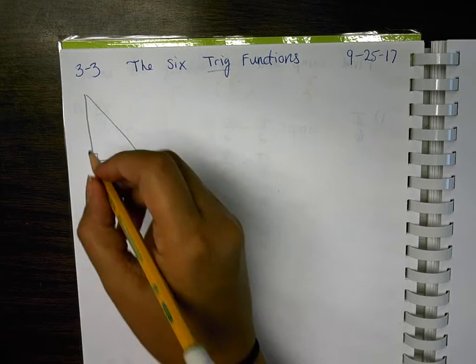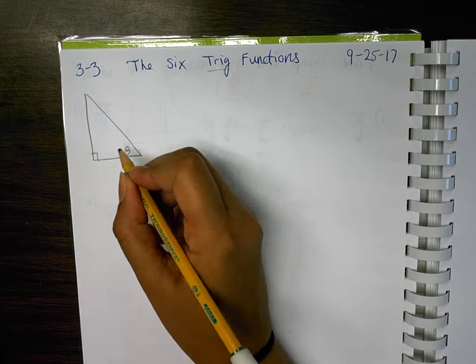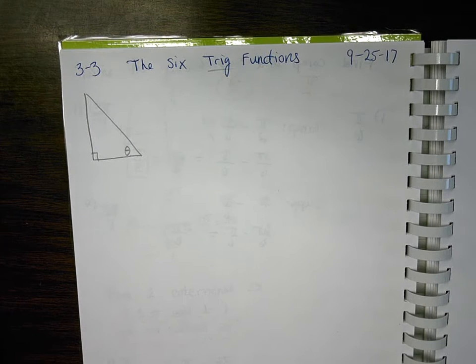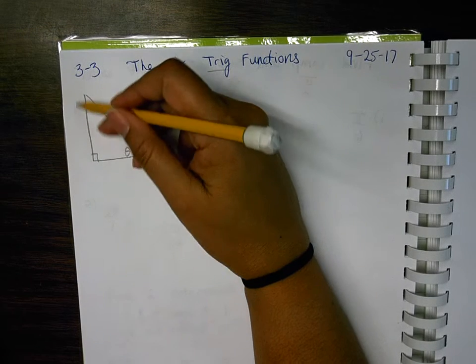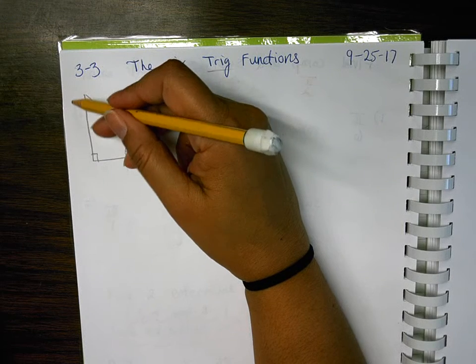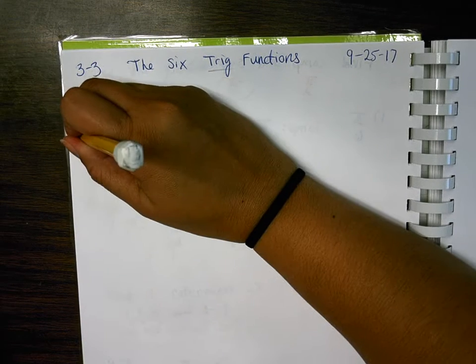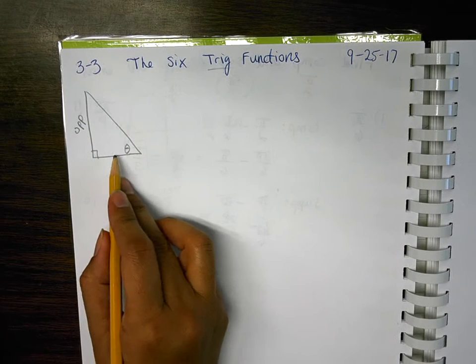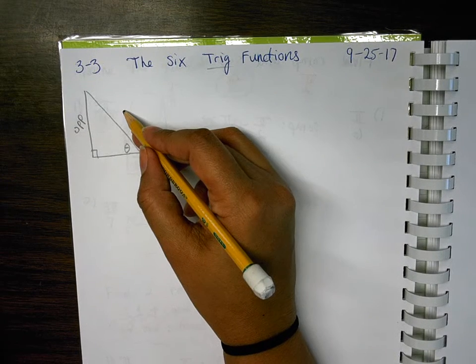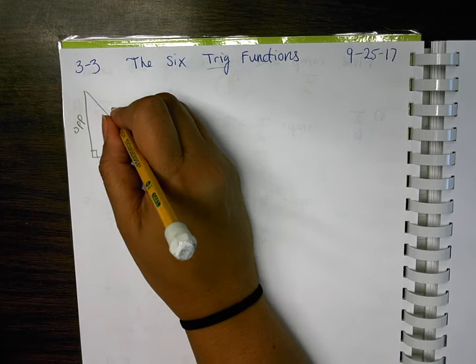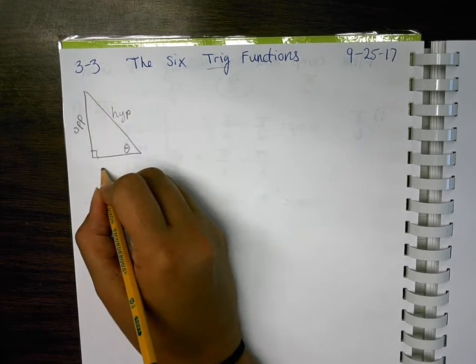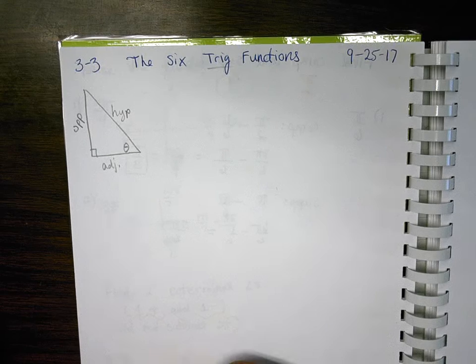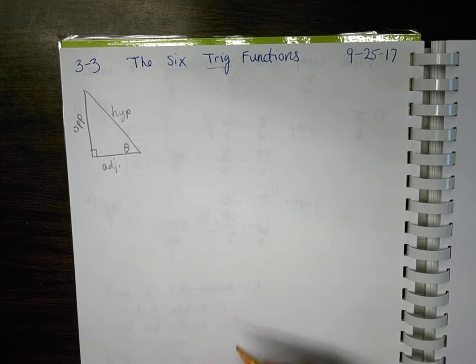Okay, so I'm going to put theta in this corner. You can put it in a different corner, but I choose to put it here. If I put theta in that corner, what would this side be called in reference to theta? Opposite, adjacent, or hypotenuse? Opposite. What would this side be called? This side has a special name. It's the hypotenuse. Good. And this is the adjacent. Review for everyone? Okay.